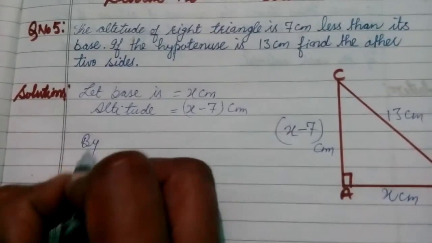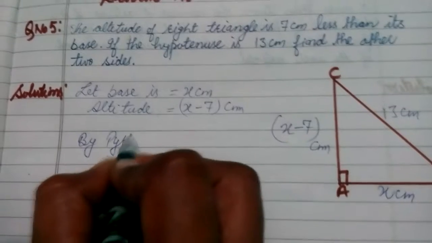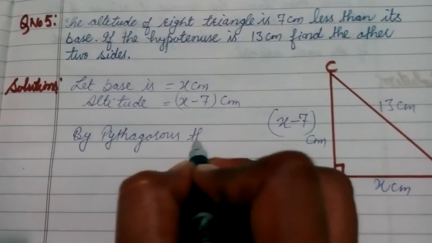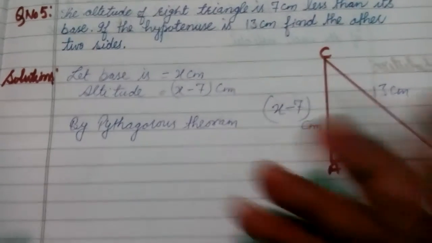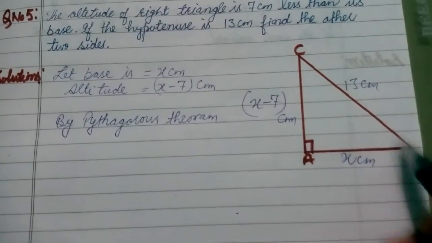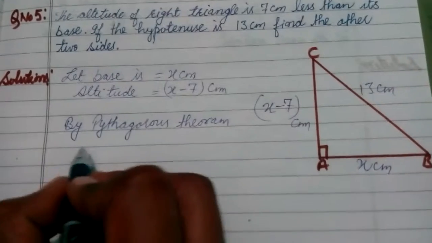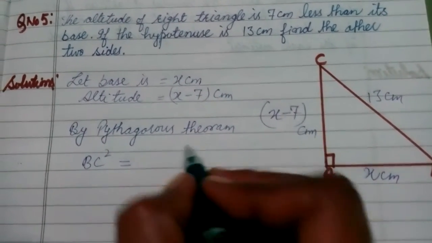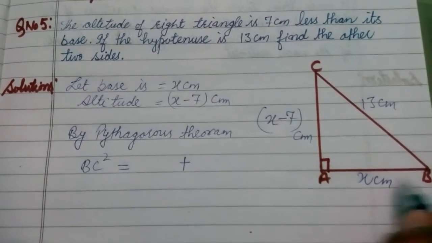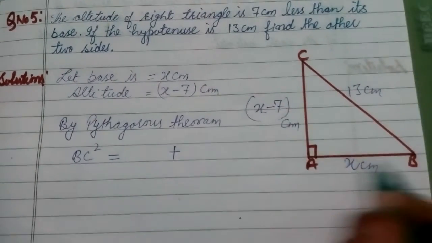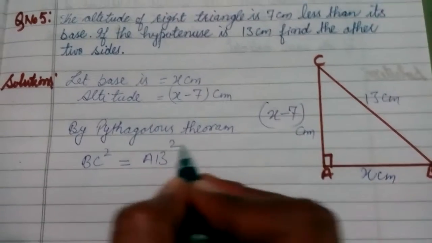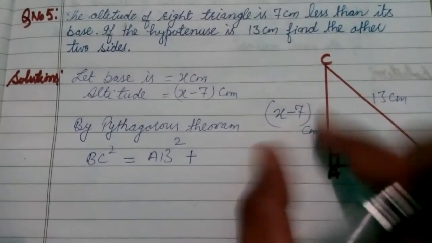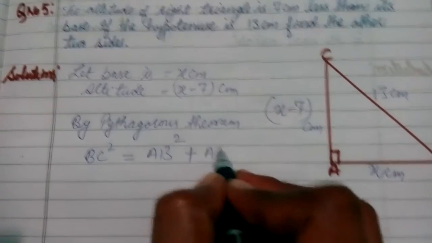So by Pythagoras theorem, what does the Pythagoras theorem say? It implies that the square of the hypotenuse, that means BC square, is equal to the sum of the square of the base and altitude. Okay, so base is AB square, and sorry, not hypotenuse, but sum of the square of the base and altitude. So base is AC square.